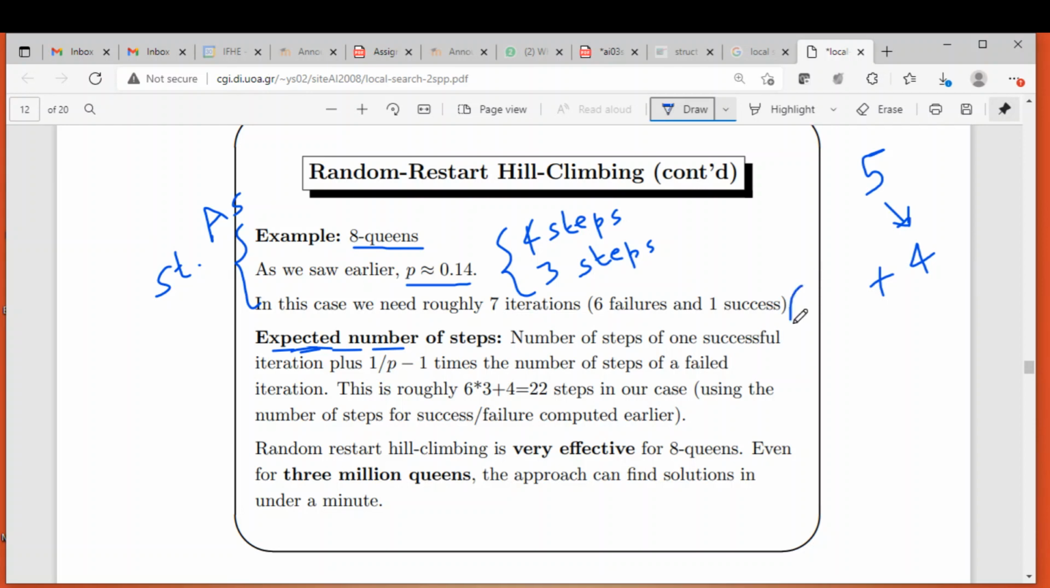So in the remaining 4 iterations, it got stuck and it has not found the solution. During that time, probably on average it has taken 3 steps. So it is 4 into 3, 12 plus 4, which is 16 steps. Are you getting? So this is how we are going to calculate the expected number of steps.